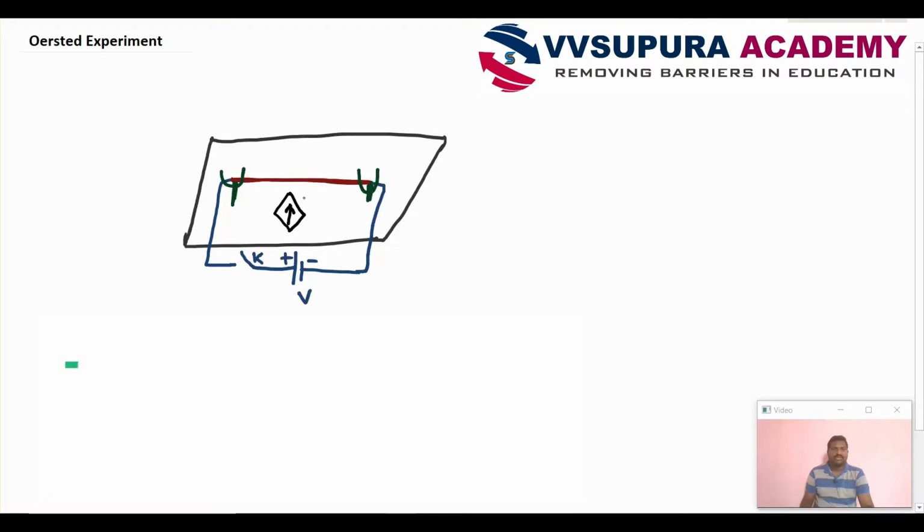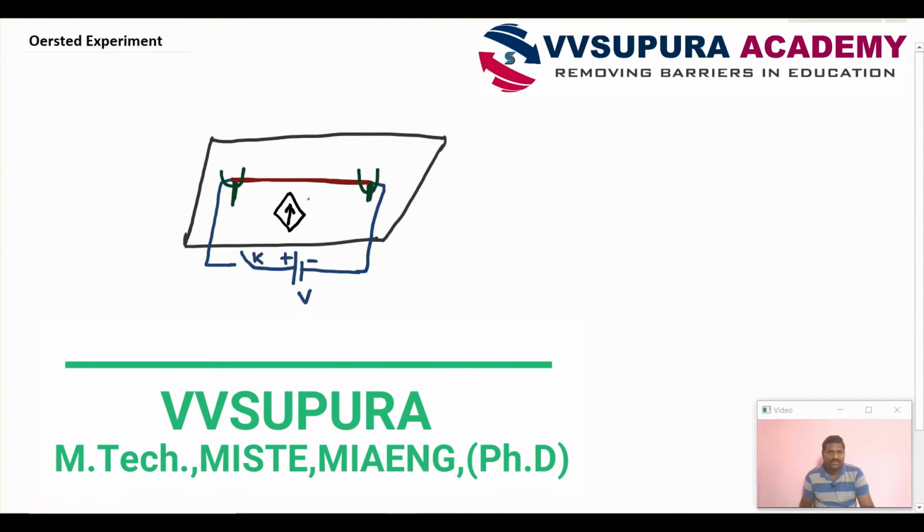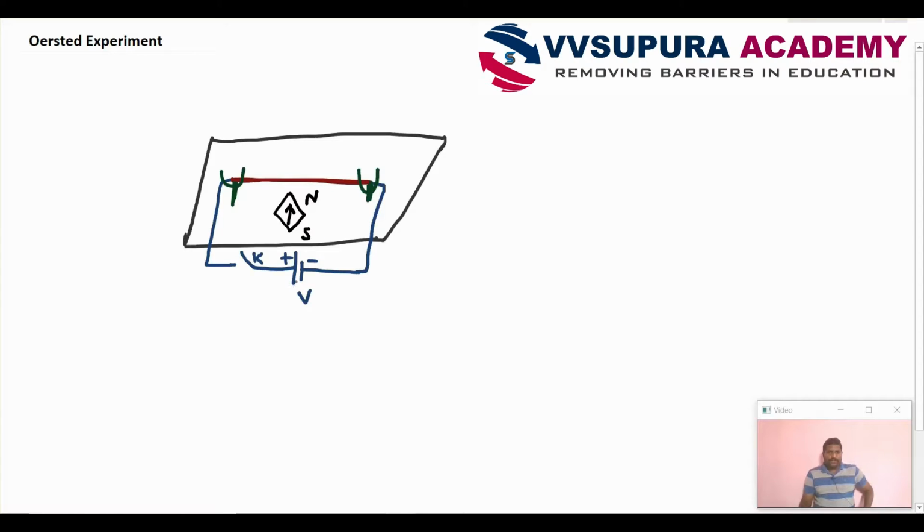So you already know the compass needle shows the north and south direction. Okay, this is the experimental setup for proving Oersted's experiment.